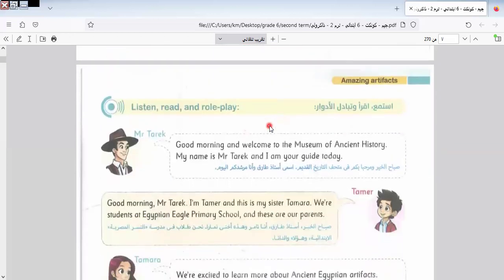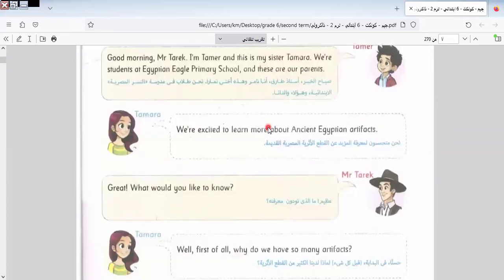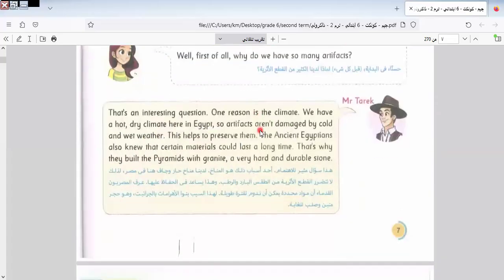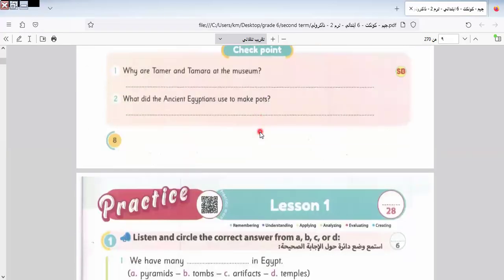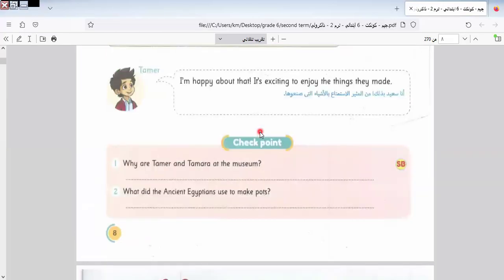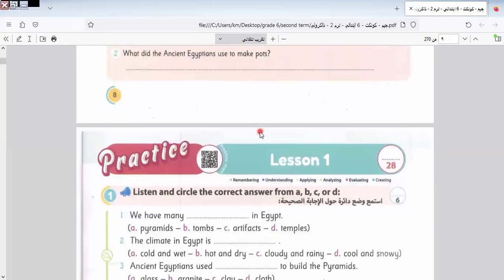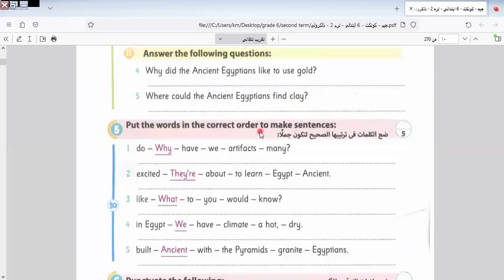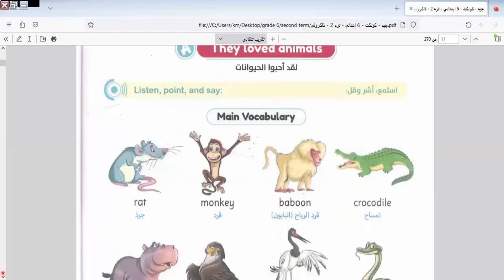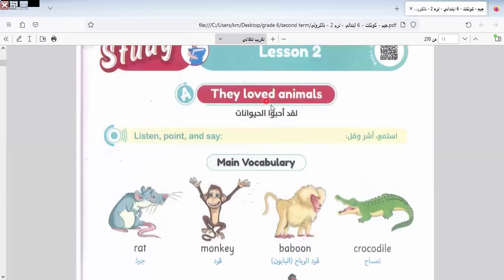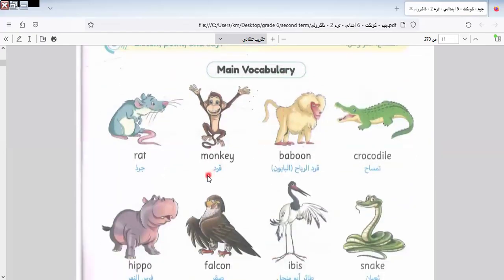Last class we answered the question. I can't read the text because I read it before. I will give you a brief of what I gave you last class. Today I will go to lesson 2, which is They Loved Animals. Let's get to know more about this topic.